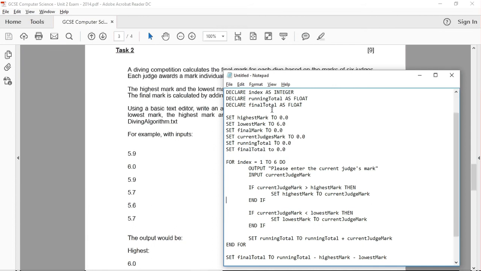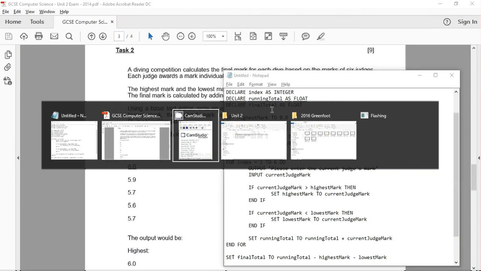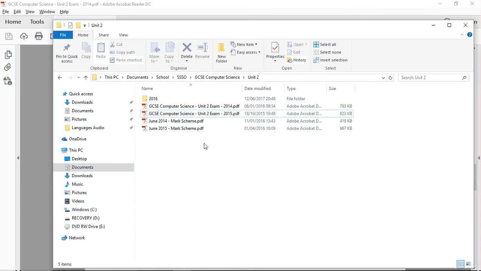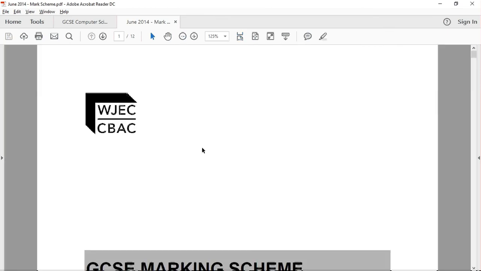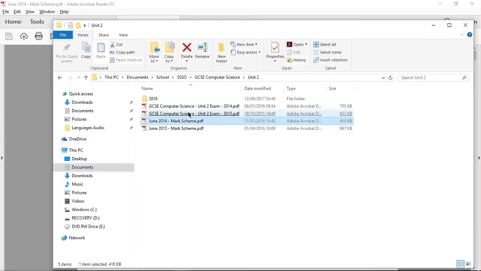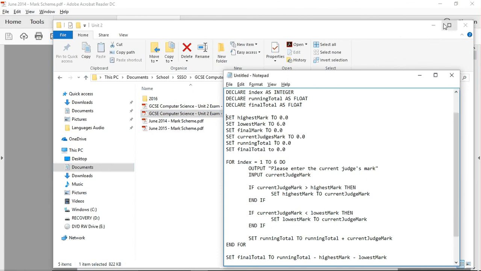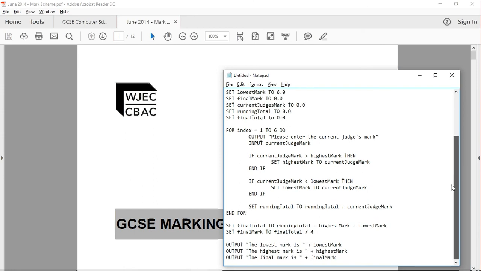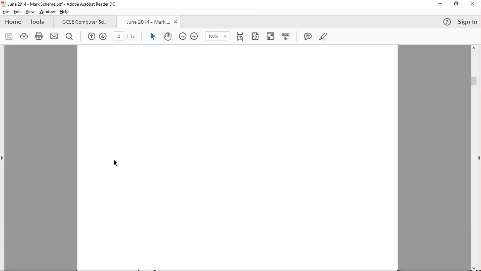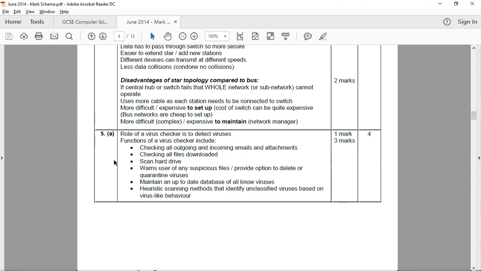Let me just get up that USB key. Where did I put the mark scheme for this? Here it is. This is 2014. Let's check the mark scheme and see, did I miss anything out? I think that's good enough to get the marks: declare the variables, set them all to 0, do the output, input, comparison, calculations, do the for loop. Let's check the mark scheme for this pseudocode. This is the mark scheme for the Unit 1 exam. Oops. Oh, there it is.